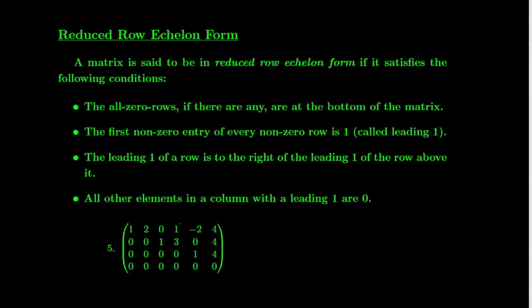For the matrix on the screen, I'm going to change this number to 0. So basically, I'm trying to tell you what we mean by a matrix being in row-reduced echelon form. We also call it RREF, for row-reduced echelon form. Again, the word echelon means in steps.